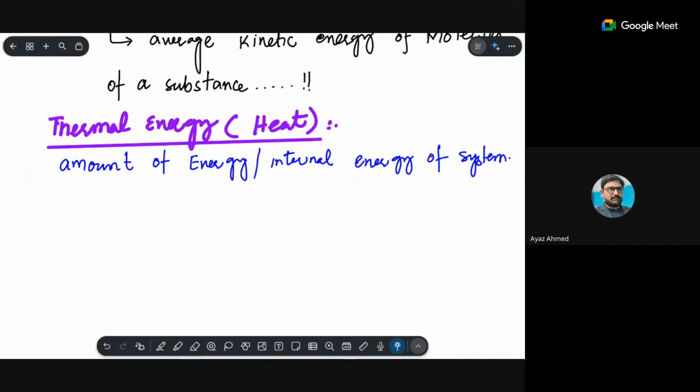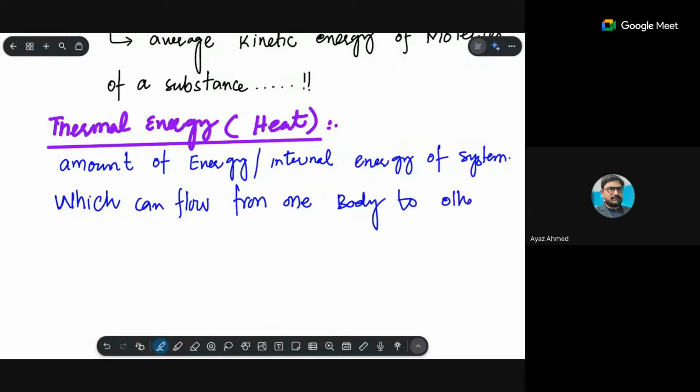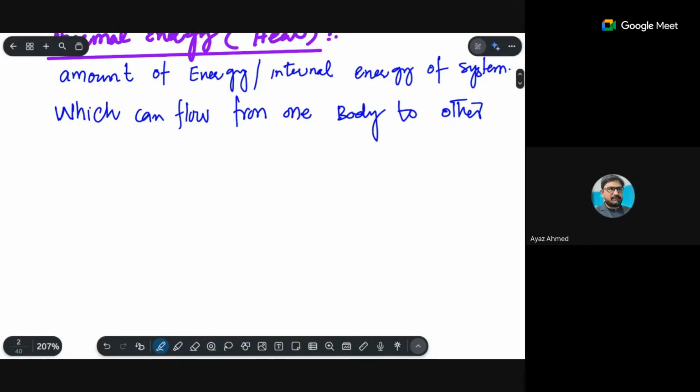So thermal energy, or heat, is that amount of energy, that internal energy of the system, which can flow from one point to another, or from one body to another. Are you agreed? One body to other. So when you have this situation, the flow of heat, what do we need?